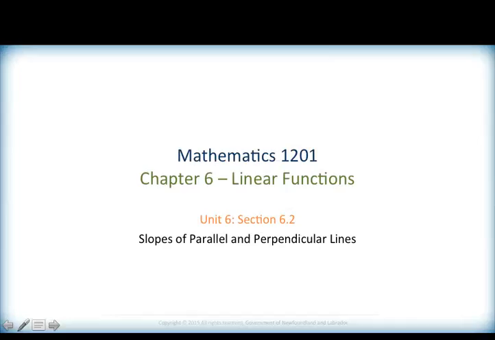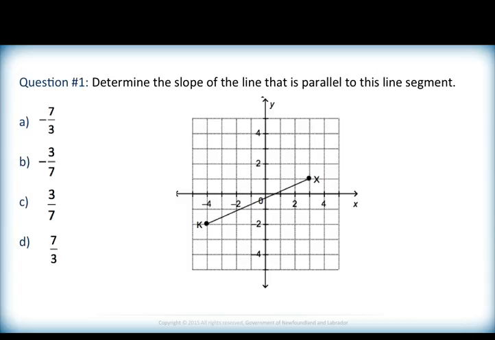In this lesson, we will look at questions from Unit 6, Section 6.2, Slopes of Parallel and Perpendicular Lines. Question 1. Determine the slope of the line that is parallel to this line segment.